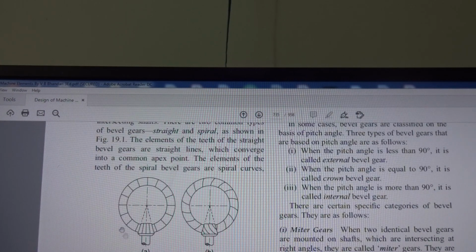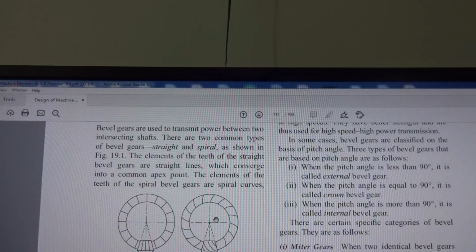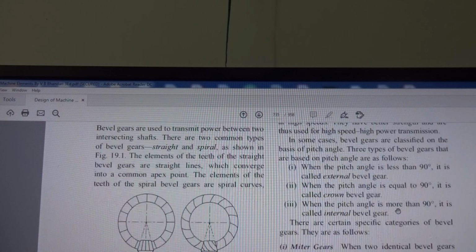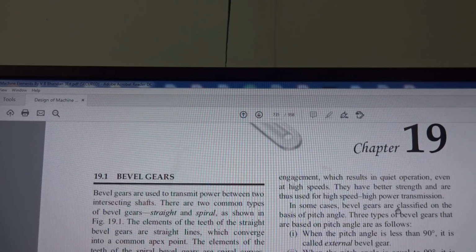This one is the straight bevel gear, in which teeth are straight on the gear or on the pinion. But this is the spiral bevel gear. In this, teeth are not straight, they are spiral in shape, so it is known as the spiral bevel gear. So the gears are classified according to the pitch angle.